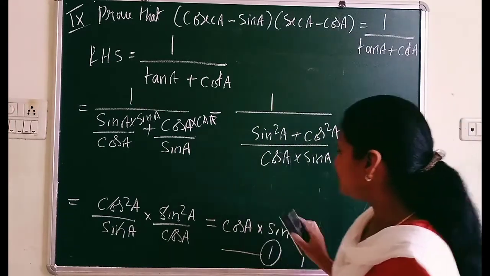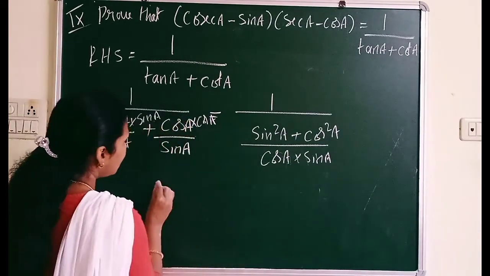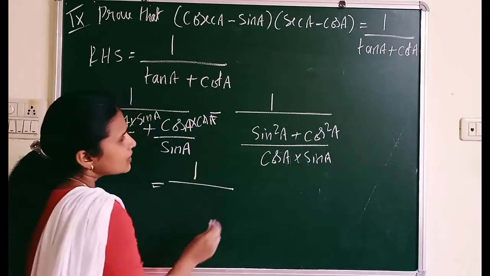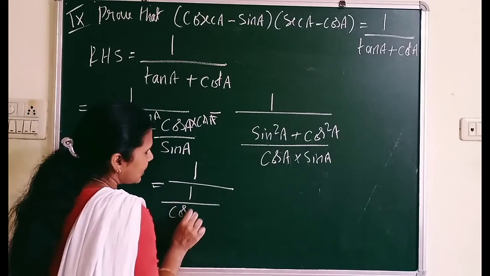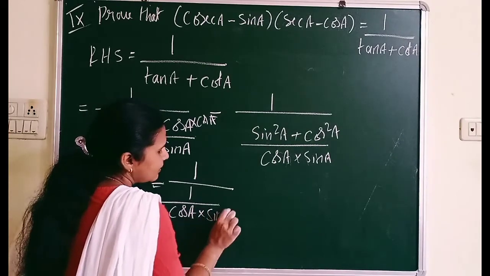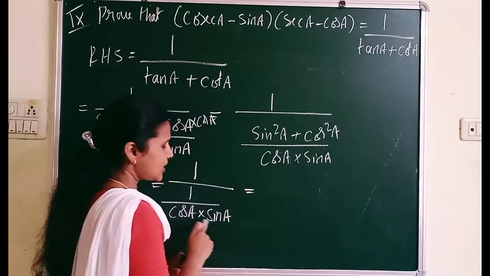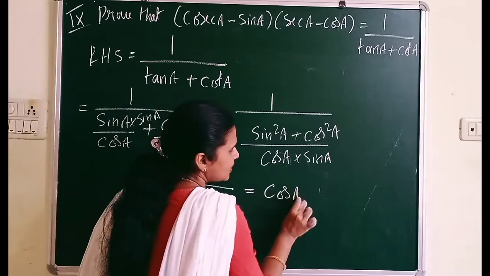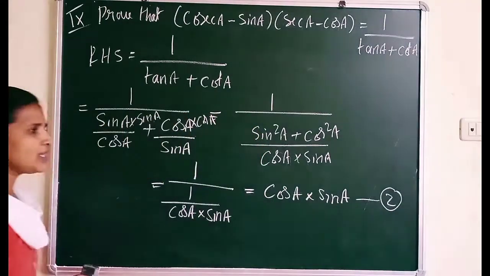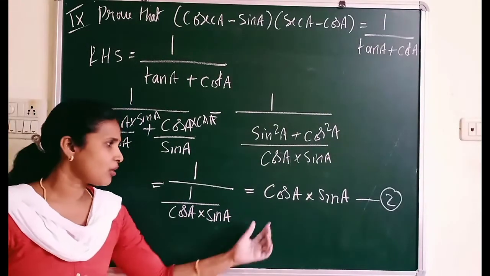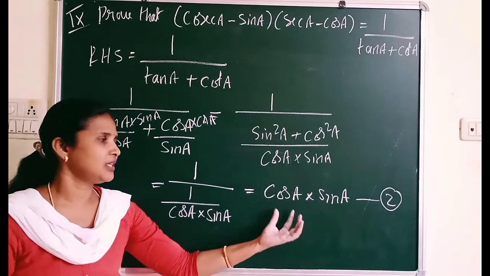So what do you get now? You can write this as 1 divided by sin square A plus cos square A, which is 1, by cos A into sin A. When you reciprocate this in the denominator, you get 1 into cos A into sin A, nothing but cos A into sin A. Take it as 2. So you can see after simplifying the LHS I got cos A into sin A, and after simplifying the RHS also I got the common answer, cos A into sin A.